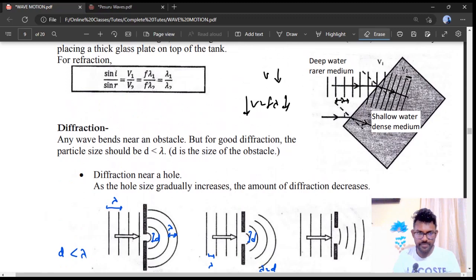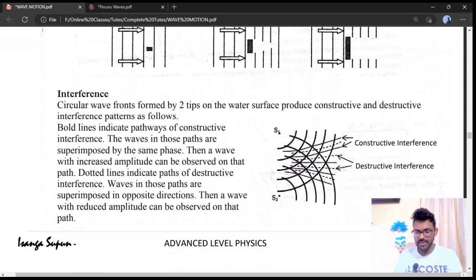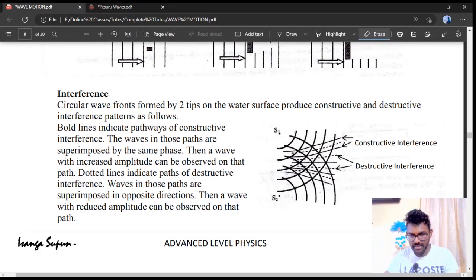That is called the diffraction. And finally we can consider the interference, right? Interference, we got to know that there are constructive interference and destructive interference, right? We can see this interference when you have two wavefronts. You can see S1 and S2 are the two sources, and they are creating circular wavefronts.